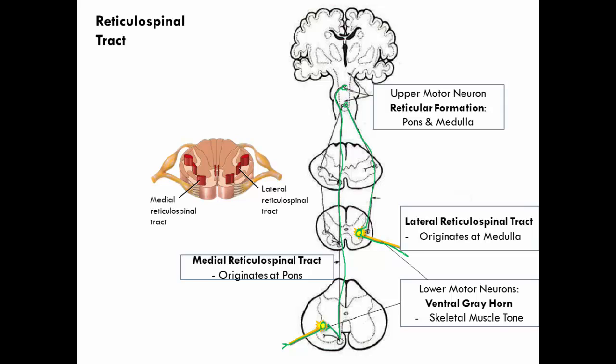skeletal muscle effector. And in the case of the reticulospinal tract, regardless of which pathway our upper motor neuron takes, the lower motor neurons contact skeletal muscles for the same function, which is to maintain skeletal muscle tone. So this is an involuntary action that's being produced by these lower motor neurons due to signals originating from upper motor neurons in the reticular formation of the pons and of the medulla.